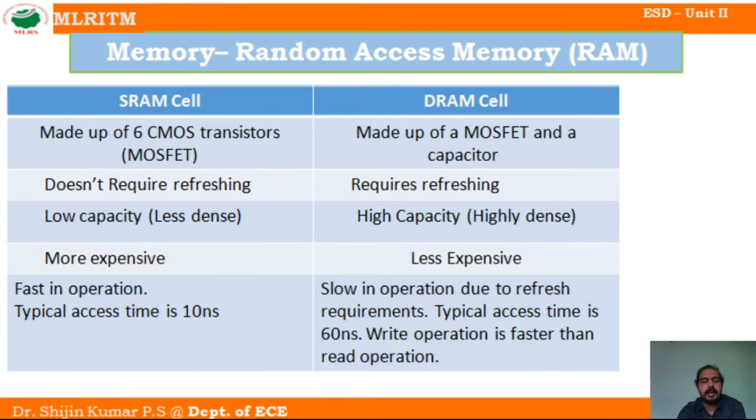Comparison of SRAM and DRAM cell. SRAM cell is made up of 6 CMOS transistors; 6 MOSFETs are used for manufacturing. A DRAM cell is made up of a MOSFET and a capacitor. What is meant by cell? A cell is capable of storing 1 bit. SRAM doesn't require a refreshing operation, but the DRAM requires refreshing.